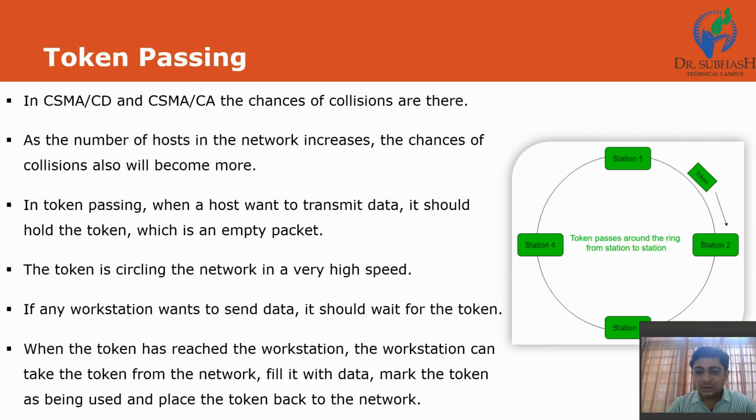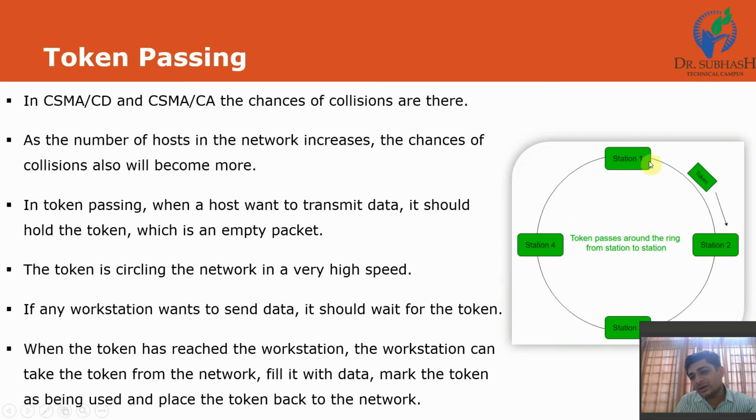As we discussed, to transmit your data from one source to another, from one node to another node, we can use CSMA/CD or CSMA/CA. There are some chances of your data colliding. Another method is token passing. As the number of hosts in the network increases, the chance of collision also increases. In a token passing system, when a host wants to transmit, it should hold a token, which is an empty packet.